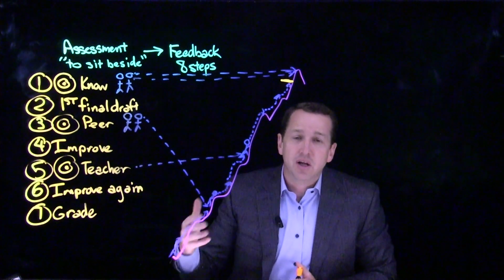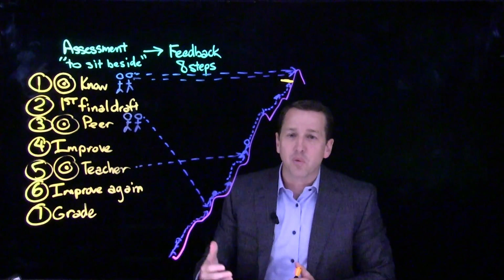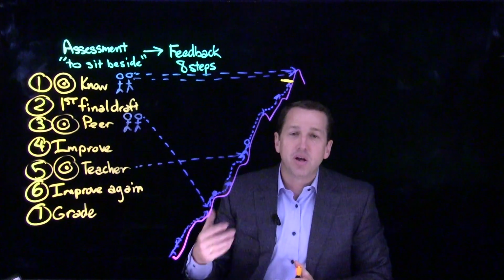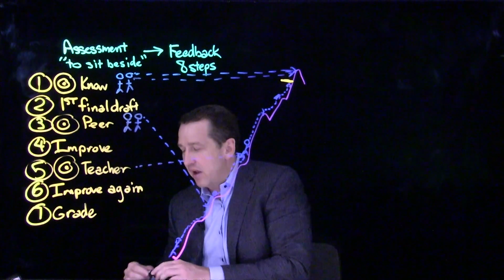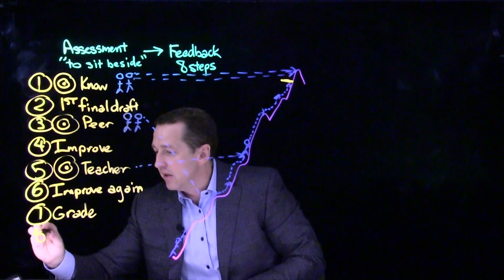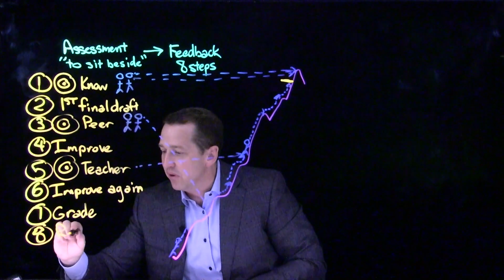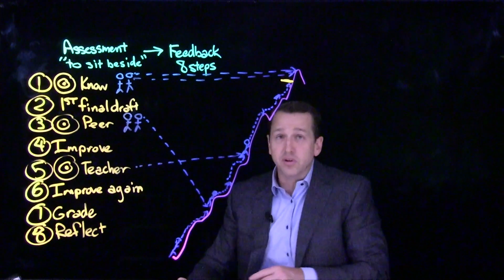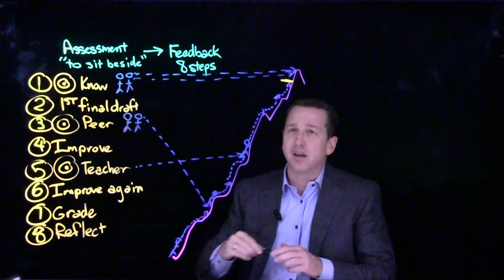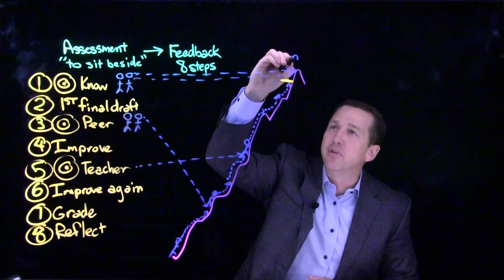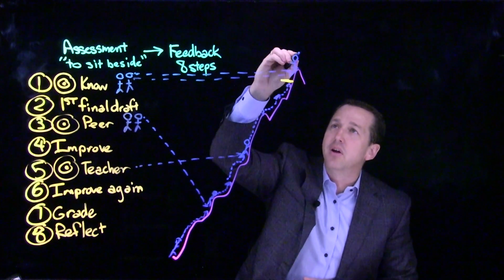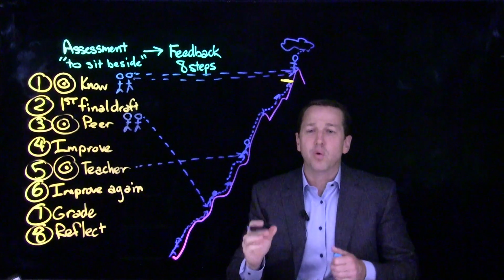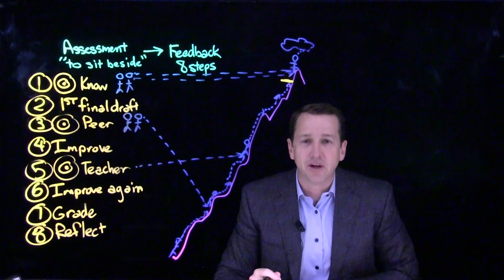They've done the work, they've just gotten meaningful feedback along the way that will probably result in a higher grade, but that's not the point. The point is that they're doing better work. The final step that I think teachers and students need to do is to reflect. The student hopefully is standing atop the summit or near the top of the summit, reflecting on how much they've grown over the course of this process.